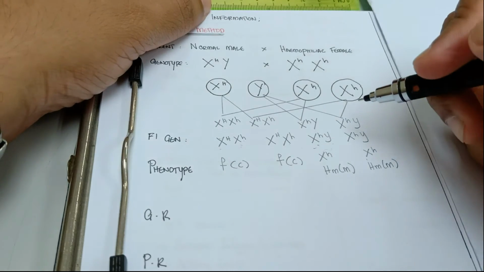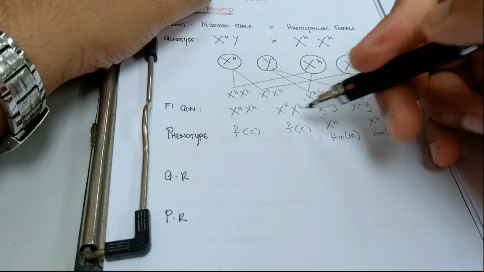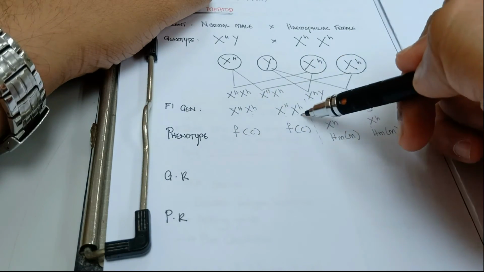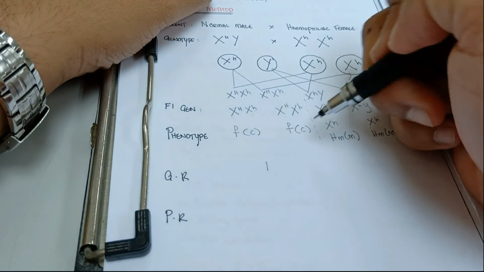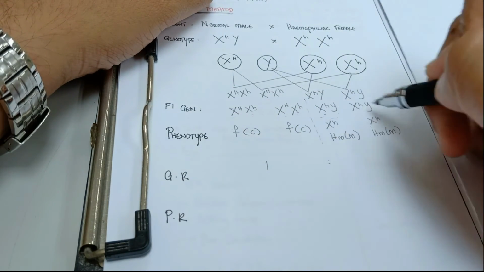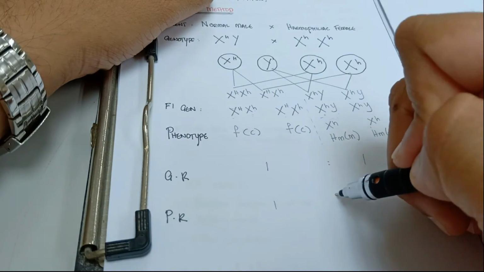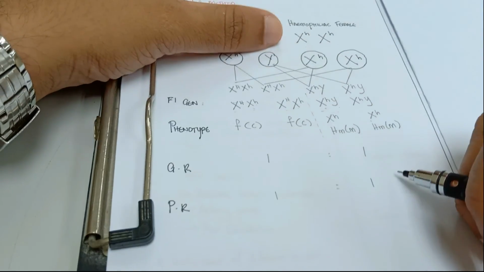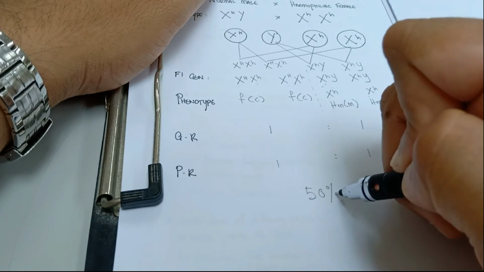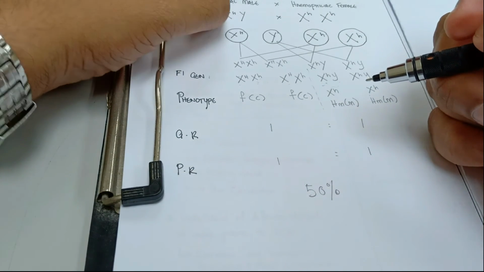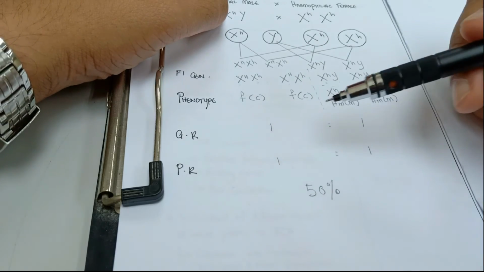Okay, now let's look at the genotype ratio. We'll see that both are XH with the same capital and lowercase, so we can tell the genotype is 1. This is also the similar genotype. This is also 1 to 1. So the phenotype ratio is also 1 to 1. In this test cross, the probability of the child to be hemophiliac is 50%. Okay, 50% between a normal male and hemophiliac female. That means the chances are quite high.